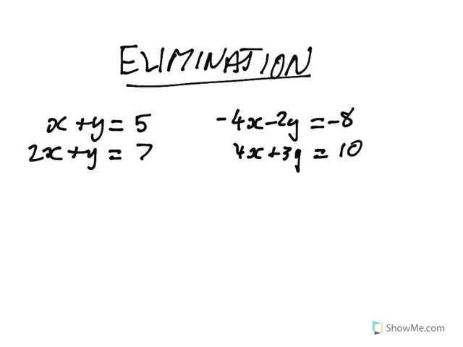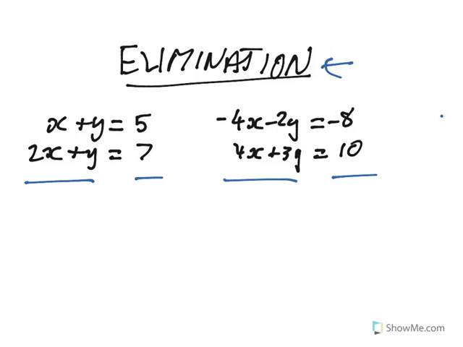So you'll notice that in these, the x and the y are on one side and the numbers on the other. As the word elimination suggests, we've got to eliminate something. So we either add or subtract the equations together to eliminate.